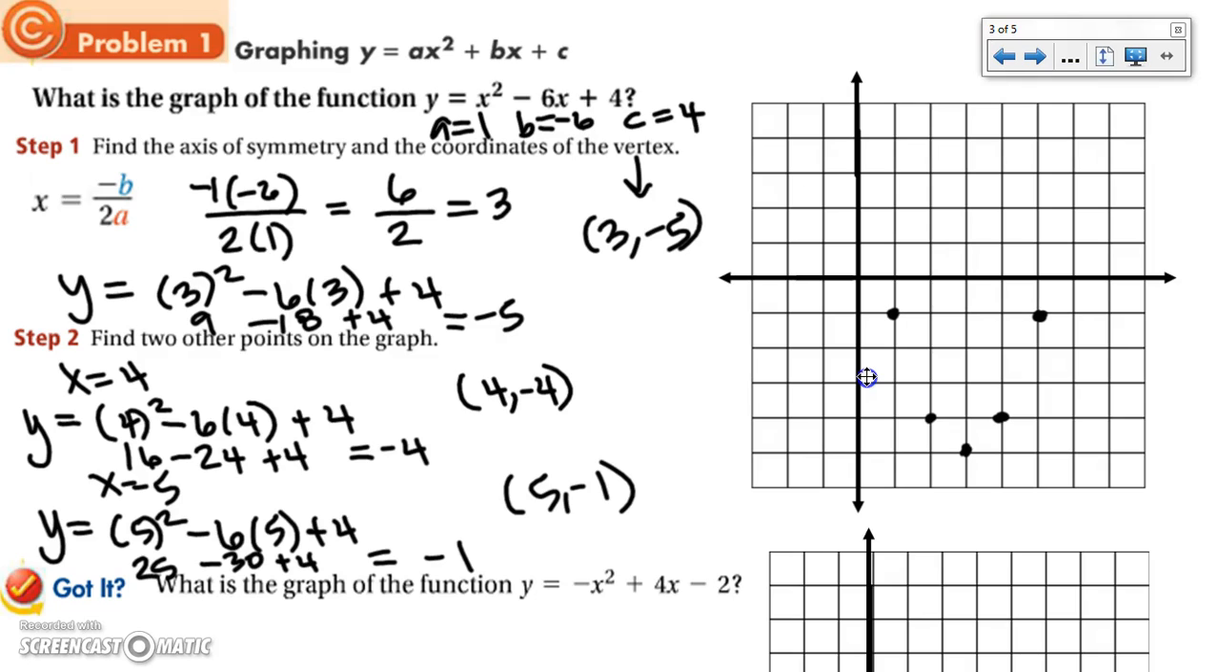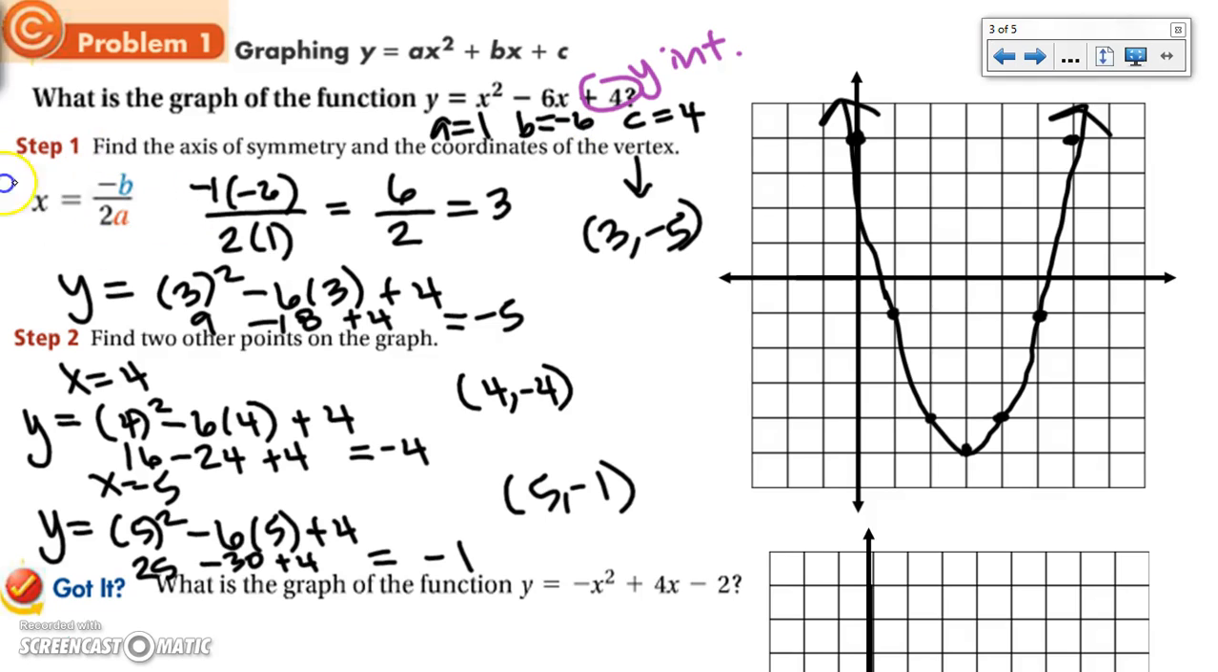I now have my points. The important thing to remember also is that this c value is your y-intercept. So you will need to make sure that that point, 0, 4, is where your parabola is going to cross the y-axis. Now since it is symmetrical, that would actually also be right here as well. So you can now connect all your points to make a U-shaped parabola. Hopefully yours actually makes it through all of your points. And there's my parabola.